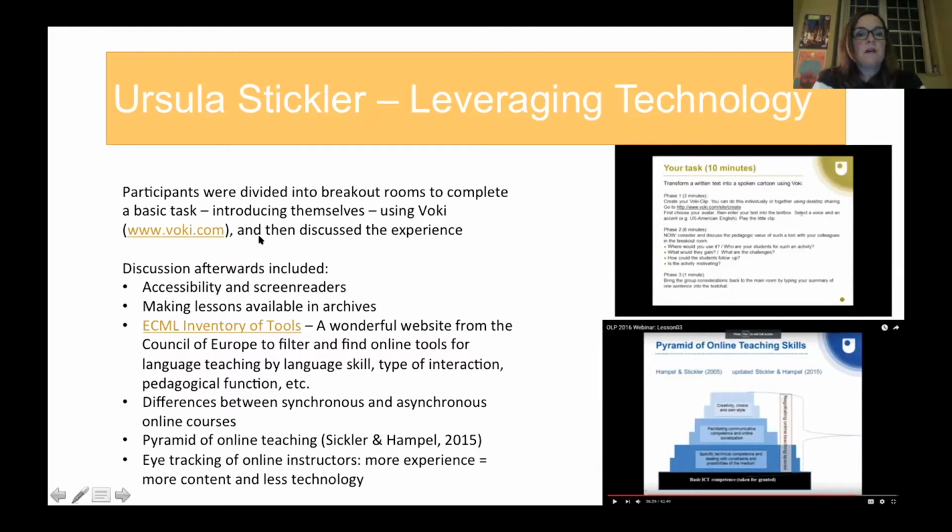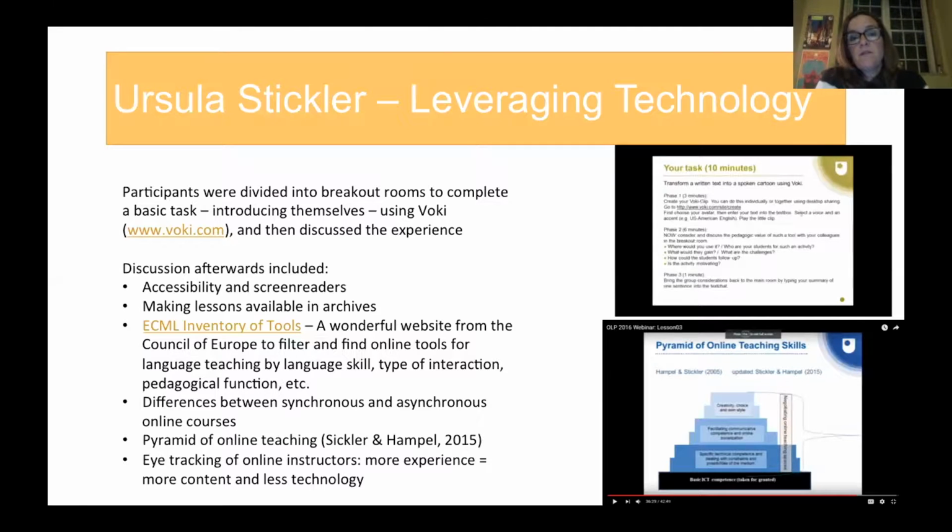She showed us a wonderful website from the Council of Europe, which was an inventory of tools for online language teaching. And you can filter tools based on what you want to do, what type of language skill, what type of interaction, the pedagogical function. I have linked it here, but that is also in her presentation. So if you go to the TED Ed and go into the presentation, she shows you that one as well.